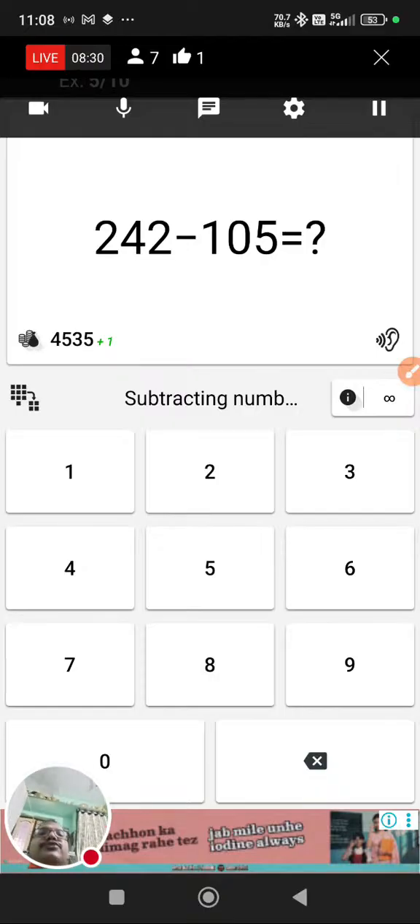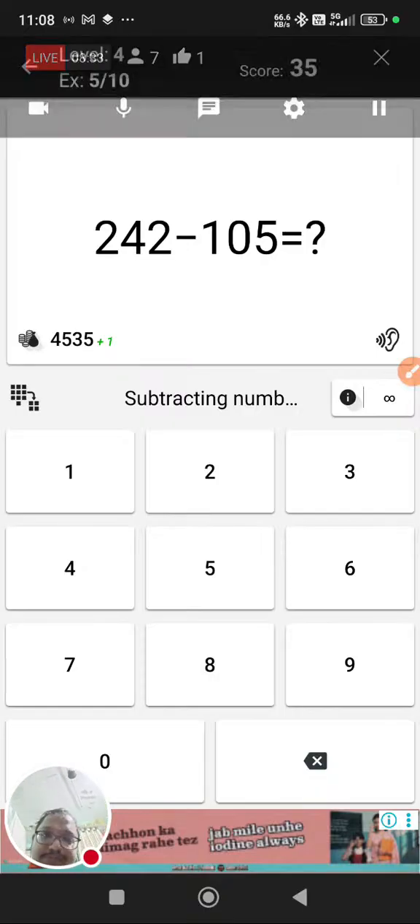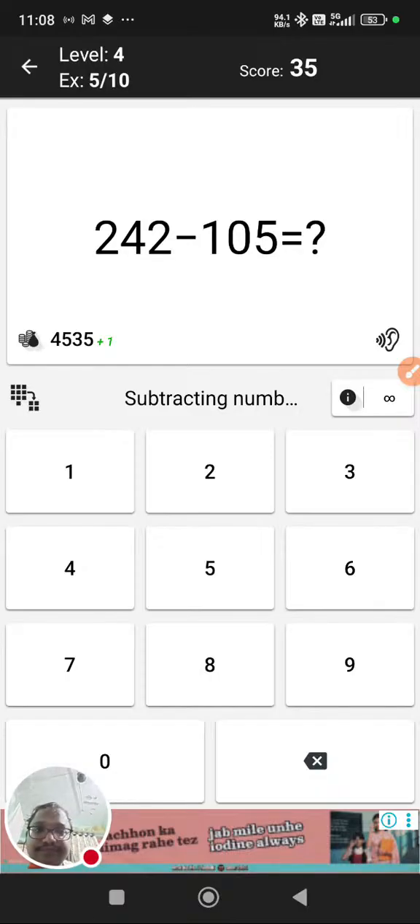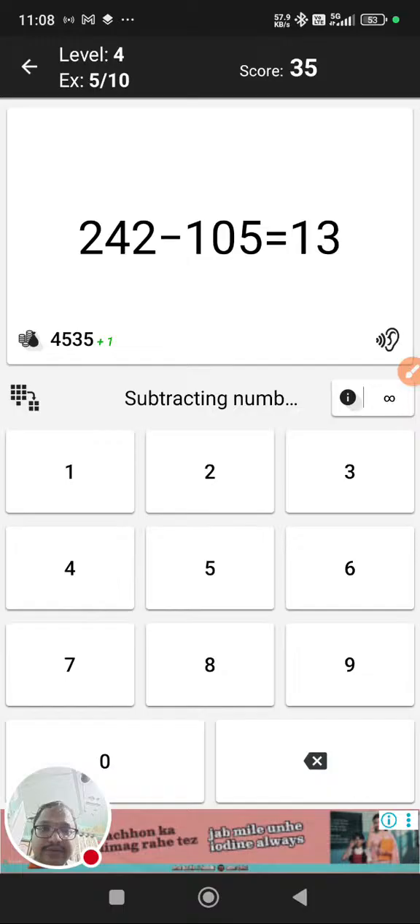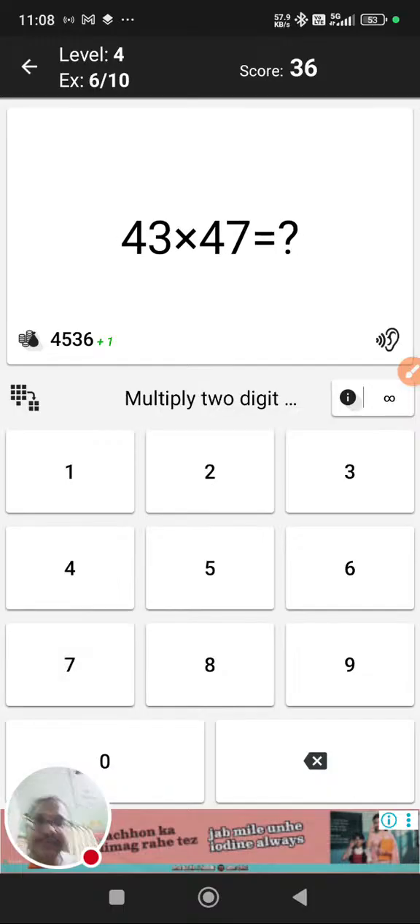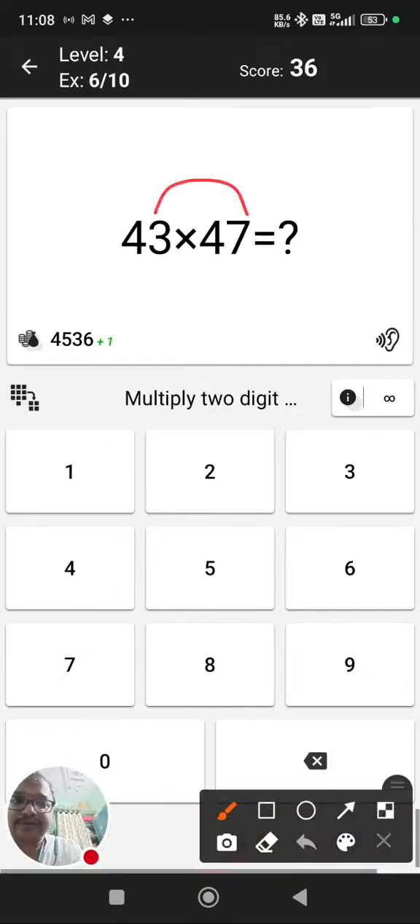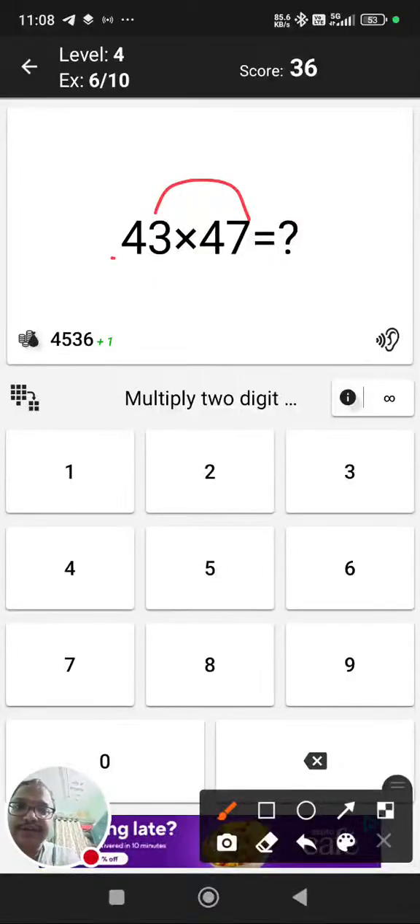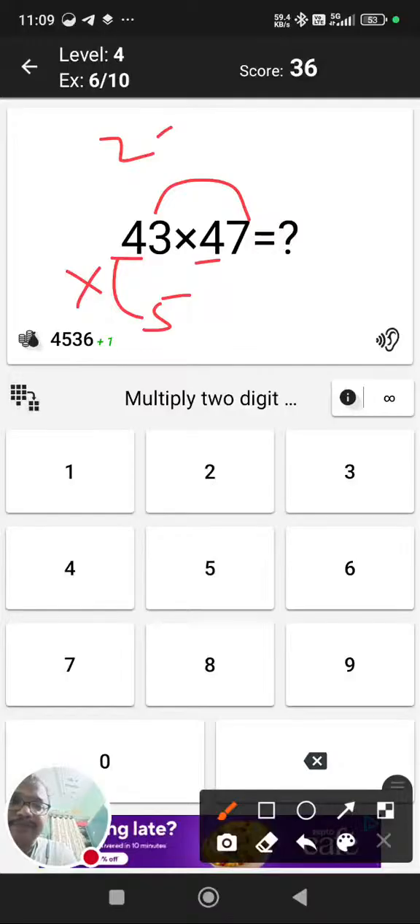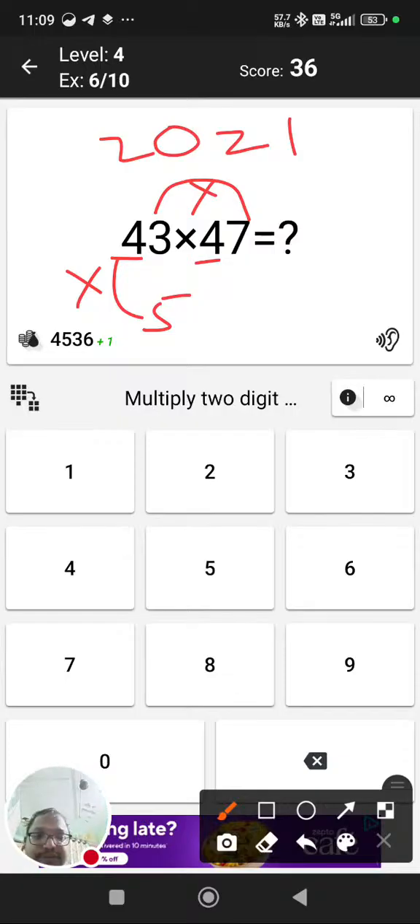242 minus 105. Here we see 137. Here the sum of the unit digits is 10, and the tens place digits are both the same, so the next number of 4, which will be 5, we do multiplication of these two, which will be 5 4 times 20, and 3 7 times will be 21. So this is the answer. 2021 is the answer.